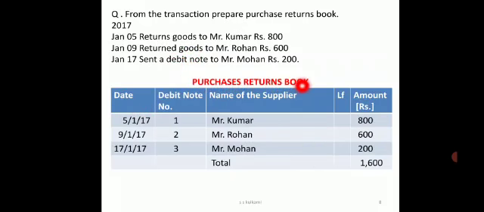So you write on top, purchase returns book, then the date, debit note column, name of the supplier and all. On 5th we have returned goods to Kumar. So on 5/1/17, debit note 1, Mr. Kumar, 800, written in the amount column. Next on 9th we have made a return to Mr. Rohan, so you write Mr. Rohan and 600. Next on 17th you write Mr. Mohan, 200. Then the total of the returns will be written, 1600. So here our purchase returns book is complete.